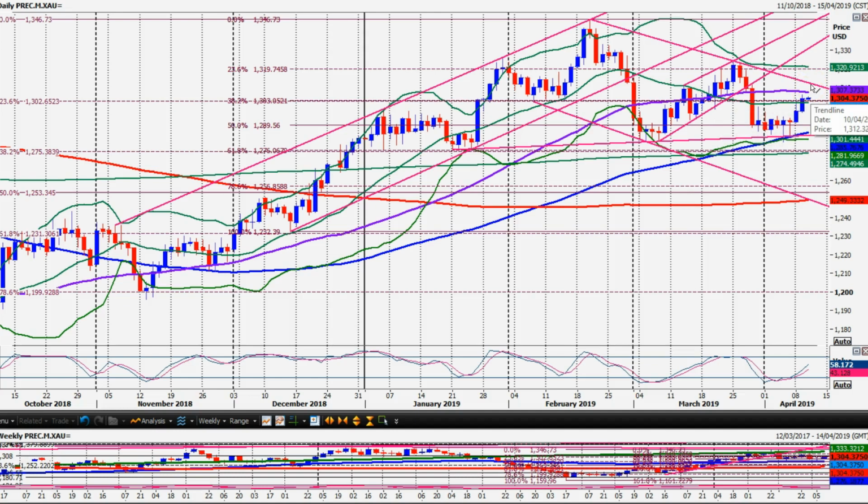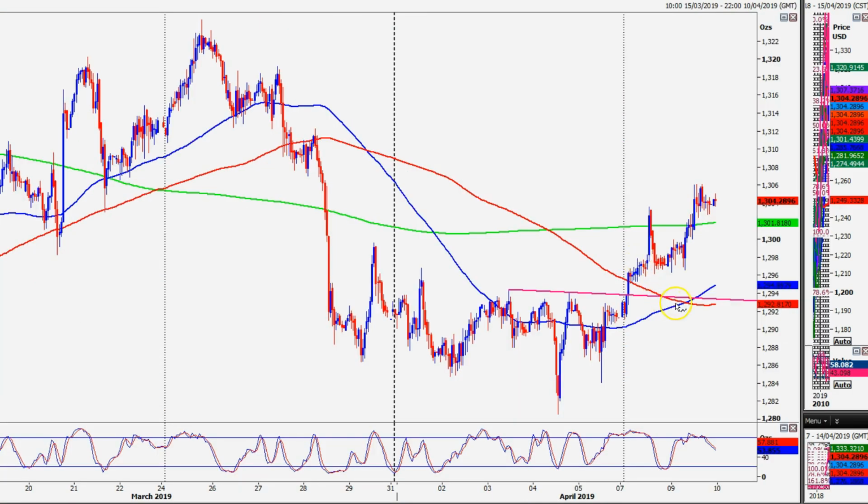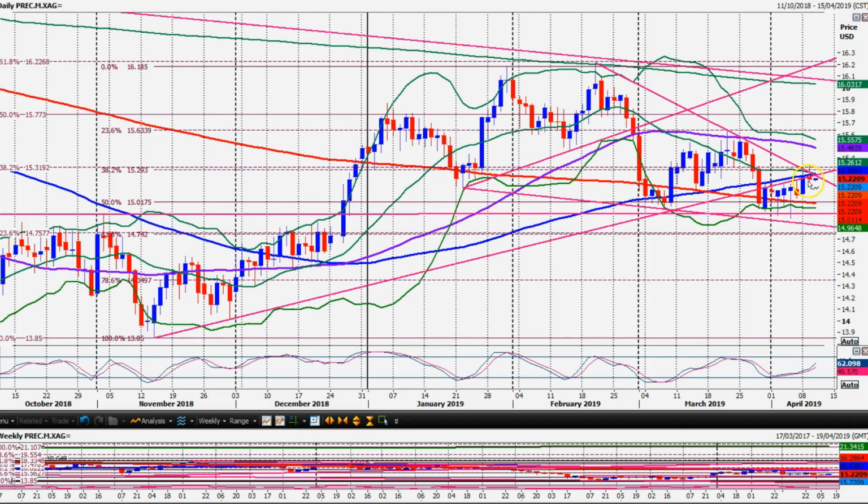We get up through there, and things look much more positive for gold. The short-term charts, the hourly charts, also look quite positive. We've got the 100-hour moving average crossing above the 200-hour, and now the price has crossed above the 500-hour moving average. So short-term charts also look positive.